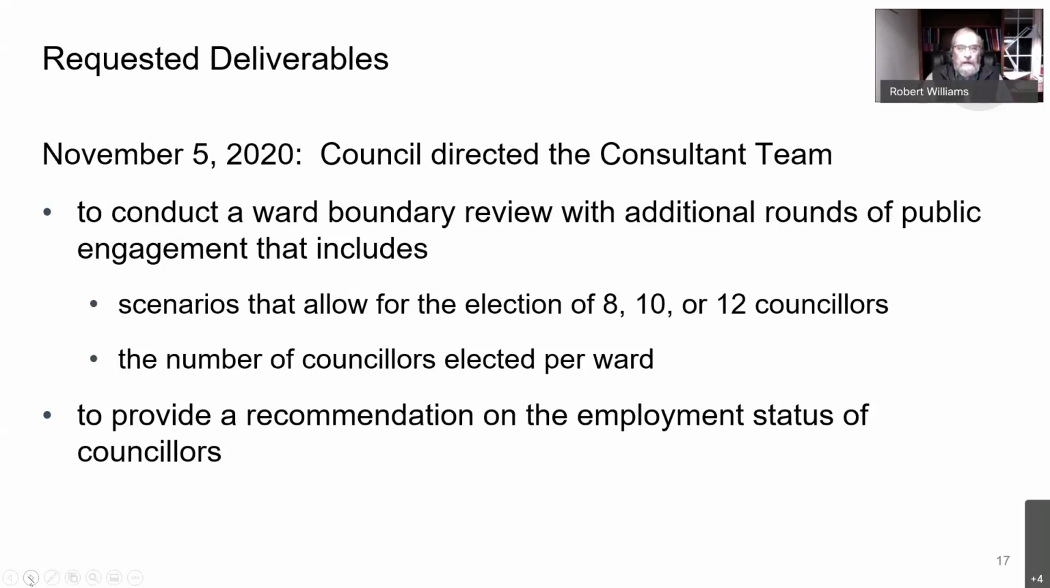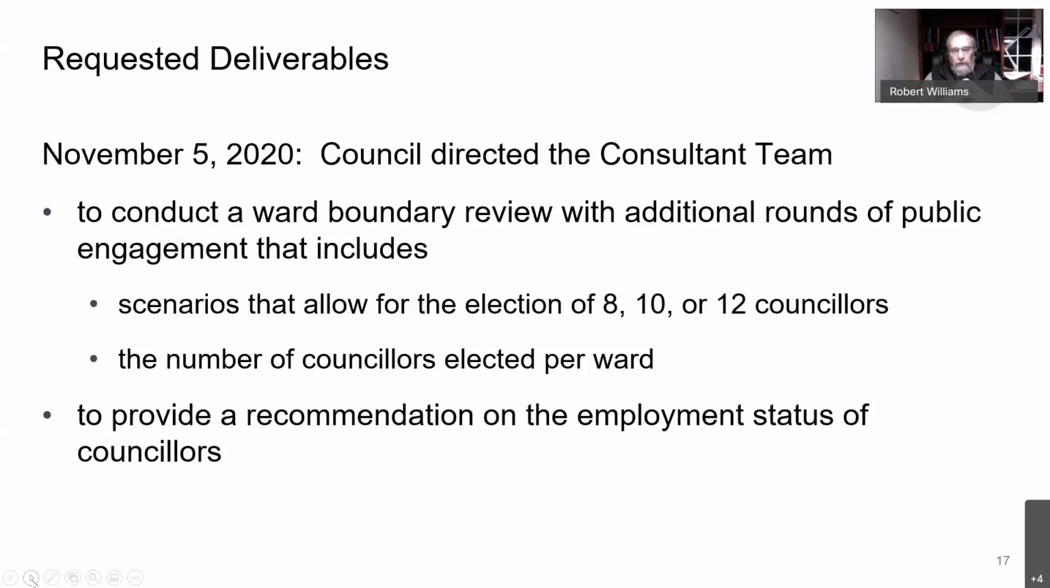And then the third main part of the direction is to provide a recommendation on the employment status of councillors, again, related to the full-time and part-time status. Again, some of that flowing out of the previous decision. So that part will come together in June for a recommendation to council touching on those main points.